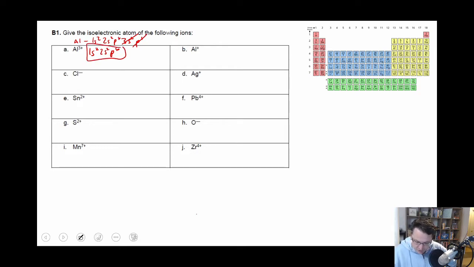All we have to do is look at the table and ask which one has that electronic configuration. Well, that would be neon, the atom that has that. So we have neon in this case. In the case of Al+, we're simply removing the 3p1, and so that's going to be magnesium, because they have the same electronic configuration, 3s2.